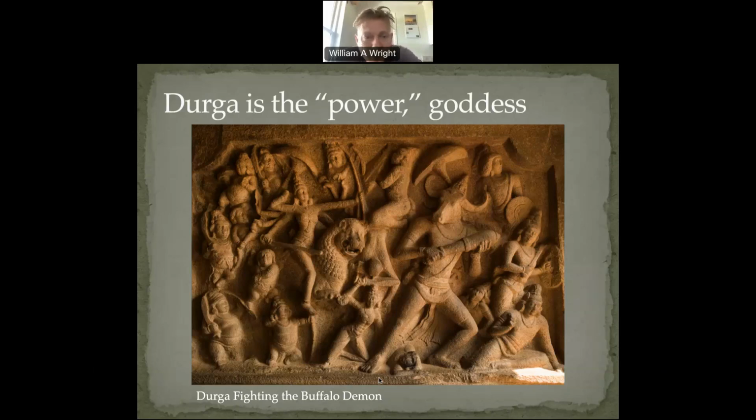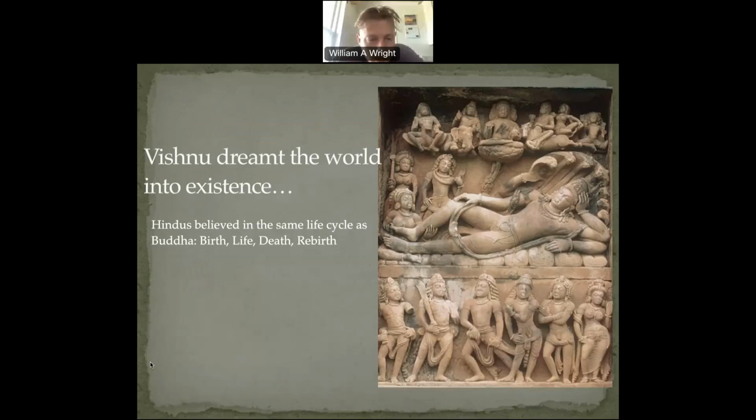And then Vishnu is the creator of the universe, right? Vishnu dreamt the world into existence and represents life, right? Birth, right? So the Hindus believe in life cycles, as well as the Buddha believed the same thing: birth, life, death, rebirth, right? Karma is a part of all of it. Rebirth, how all that works is sort of similar in ways, although I already outlined the difference. But we see a lot more. The imagery, again, is sort of Hindu in focus.